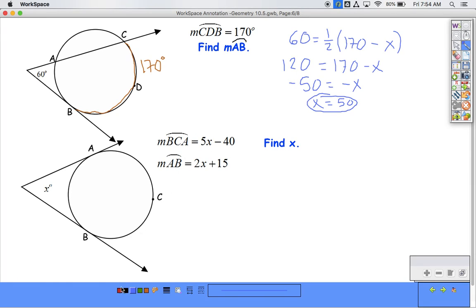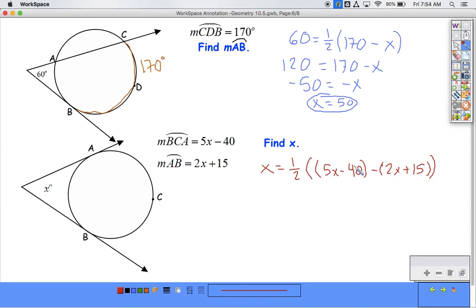Here we got all sorts of fun variables. So our angle is x, so we're going to say x equals, then we got our 1/2. And then we got to subtract BCA minus AB. So we're going to have a bunch of parentheses here. 5x minus 40 in parentheses minus 2x plus 15. You'll see why we need the parentheses here in a second.